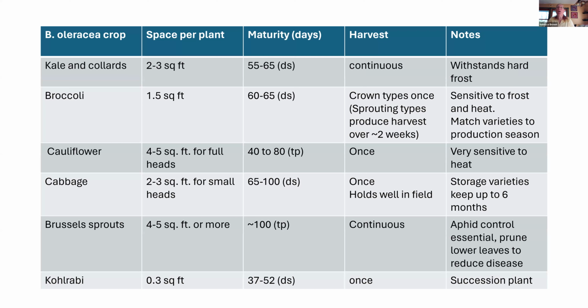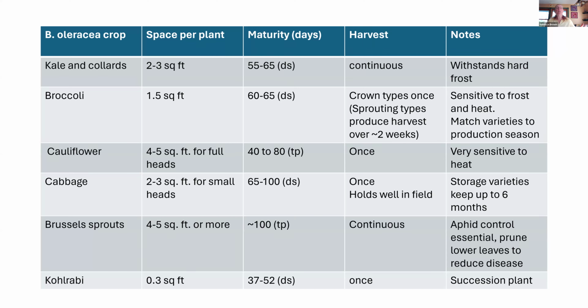So this table is an overview of the different species. And one of the things I'd like you to notice about the Brassica oleracea is that despite the fact that they're all the same species, they vary enormously in size and the amount of space that they need. So kohlrabi is a short season crop, 37 to 52 days from direct seeding, and it's a small plant. You can space kohlrabi 4 to 6 inches apart in the row with a foot or less between the rows.